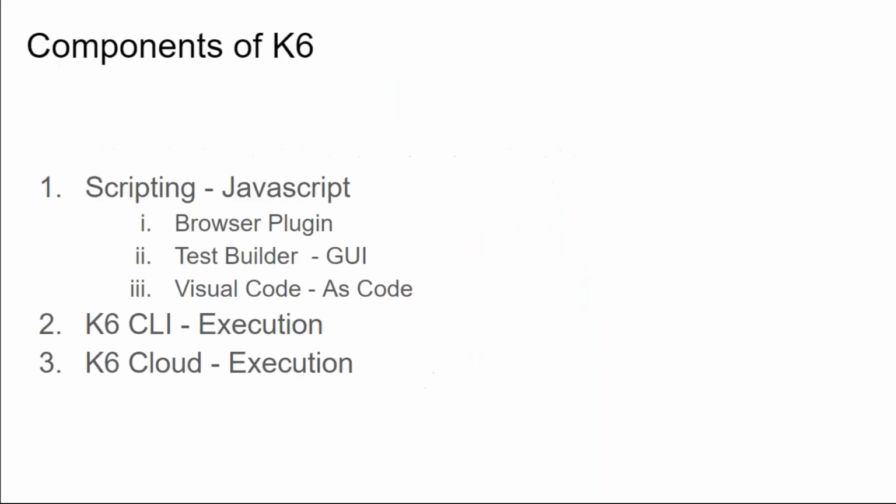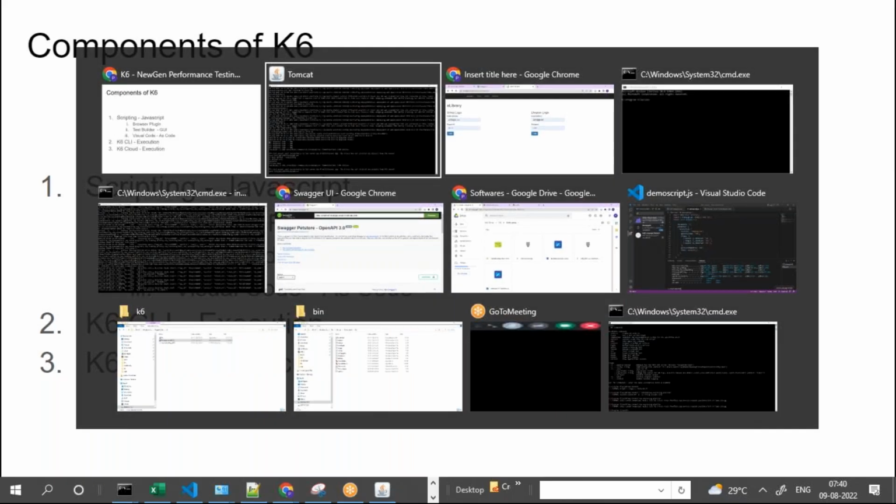Okay. Now coming to components, right? I will look into it in very much detail from tomorrow when the sessions within the course start. So from a component perspective, one is going to be your scripting component, right? From a scripting perspective, there are multiple options available. So K6, right? It provides two options.